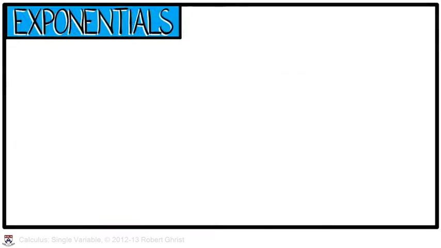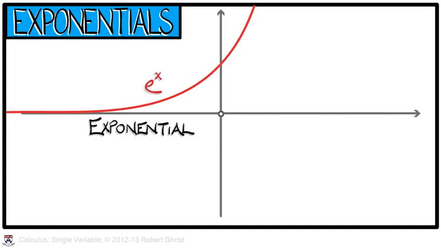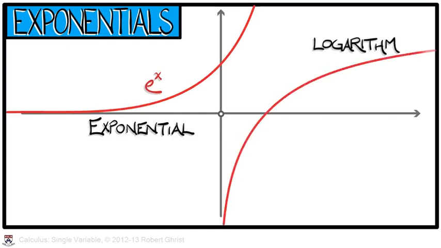The last class of functions that is of critical importance are the exponential functions. These are functions of the form e to the x, e to the x being the canonical example of an exponential function. Its inverse is the logarithm, or more precisely, the natural logarithm, ln of x.